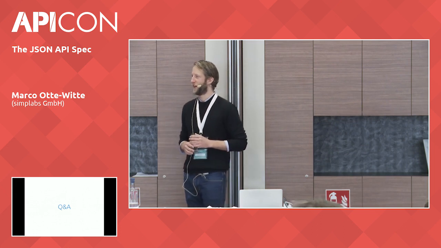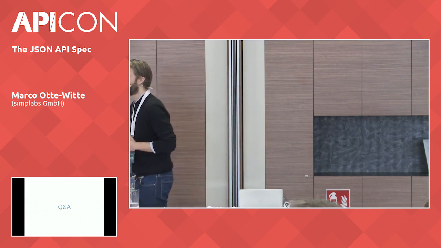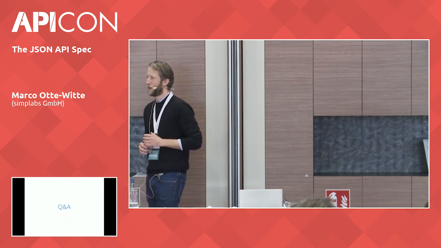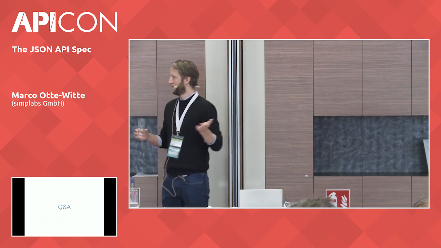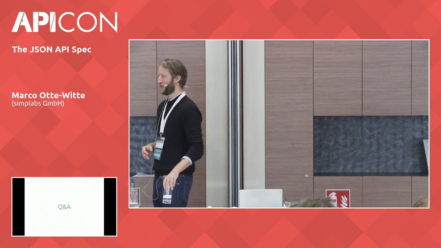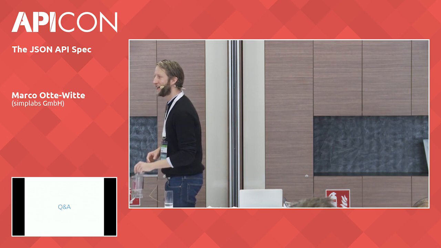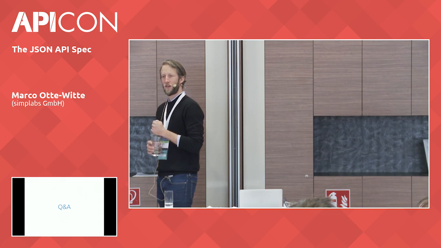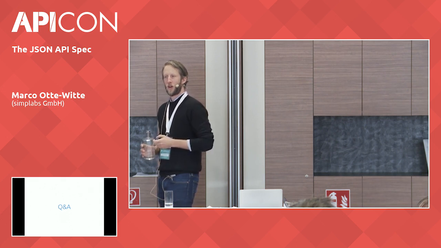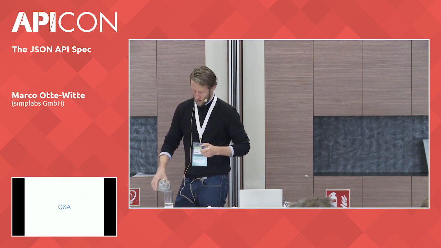Experience with combining JSON API with Swagger? With what? Swagger. I don't know Swagger, to be honest. OpenAPI is also what is called Swagger. It's a way to document JSON APIs. Oh, it's a documentation tool. Yes, partially. You can also use it to generate clients for it.